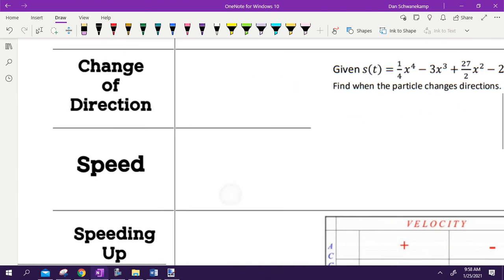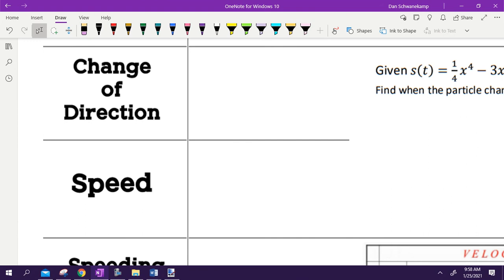Next chunk, change of direction. Okay, if you are trying to find the change of direction of your object, when are you going to have a change of direction? What's going to happen? Velocity does what? Changes signs. It's most likely velocity is going to be 0, but velocity changes signs. It's not just equal to 0. It's got to change those signs.